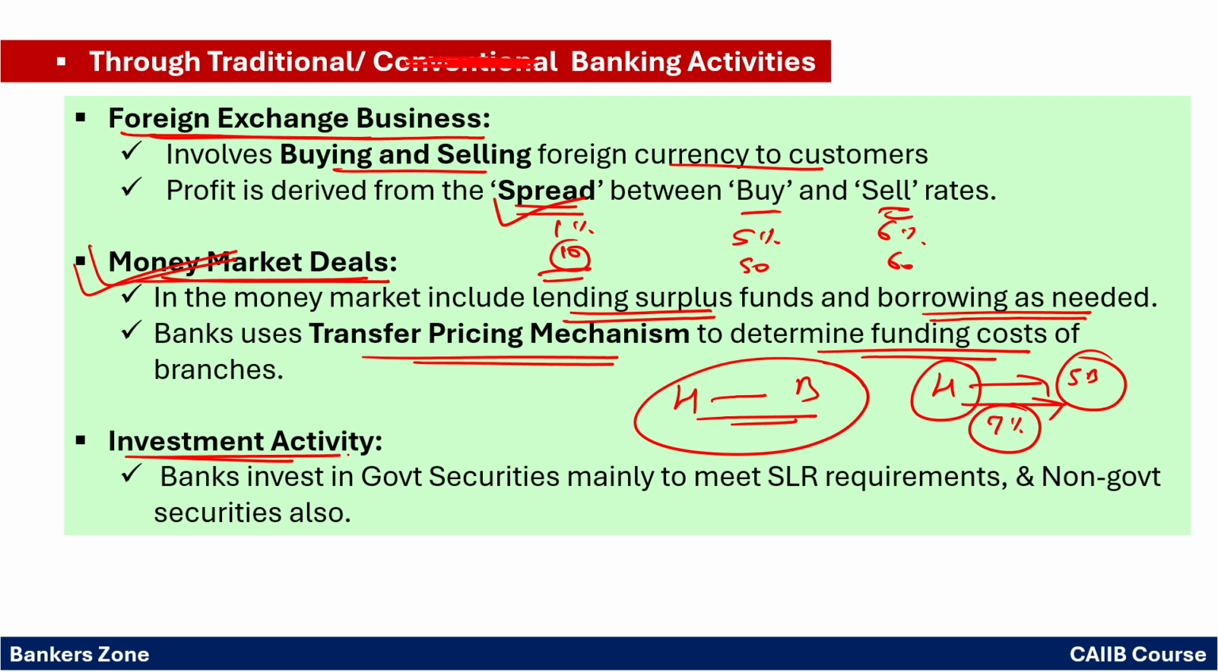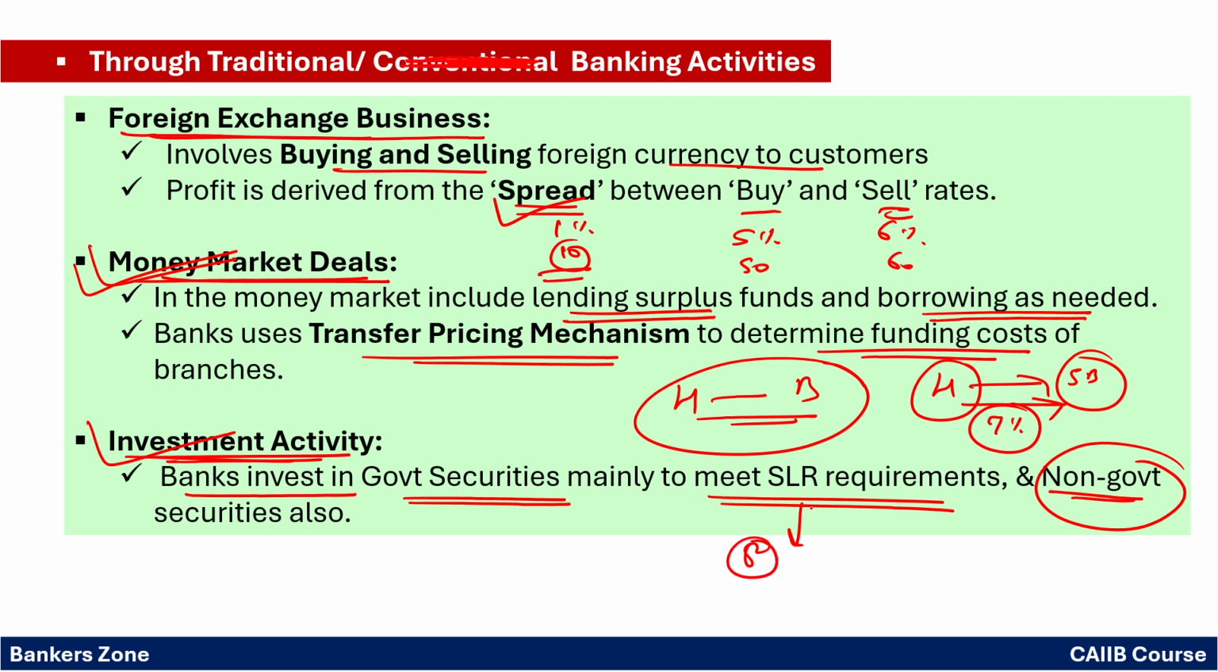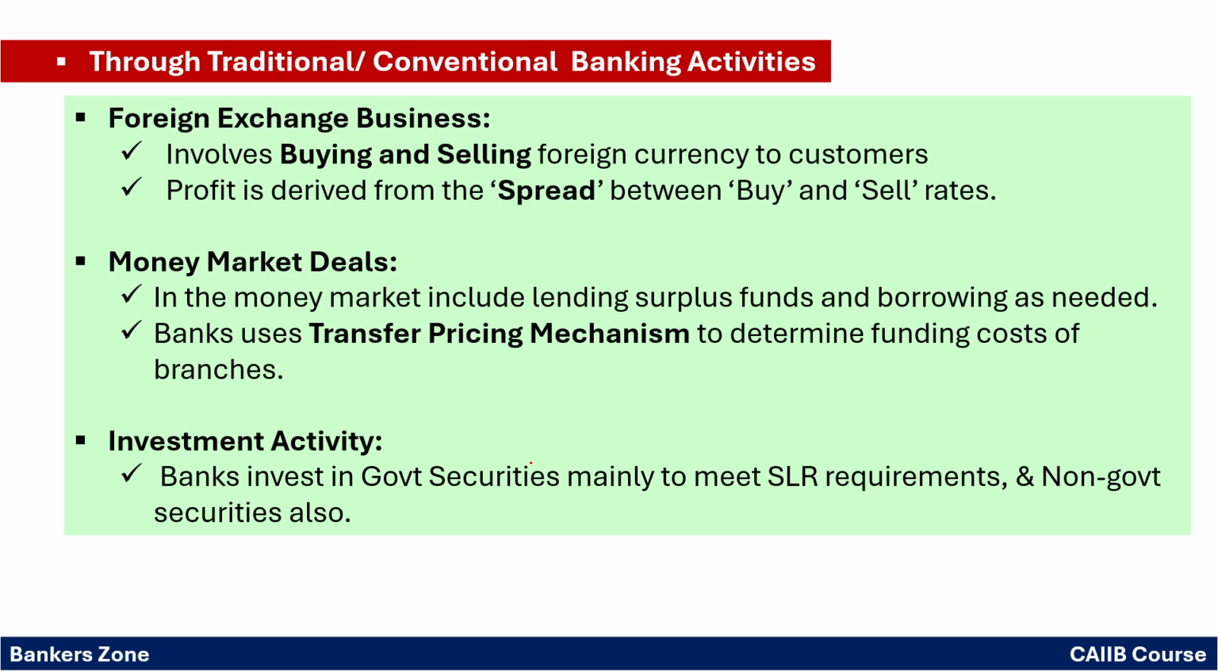Then next is the investment activity. The bank invests in government securities mainly to meet the SLR or CRR requirement. And the bank also invests in non-government securities to earn more profit. That is simply the investment activity. So whenever we invest in SLR, the bank is obviously getting some returns, right? So this is the investment activity. Obviously, if a bank is investing in non-government securities, that must be purely to earn profit, right? So these are simply the traditional activities.